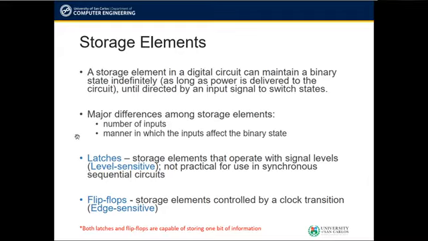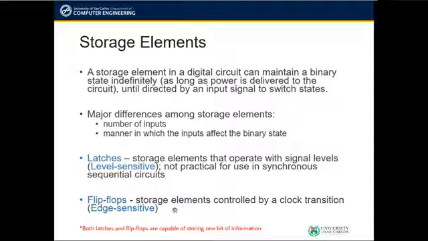It was also mentioned earlier in the discussion that flip-flops and latches are two types of storage or memory elements, but between the two, flip-flops are more commonly used in sequential circuits. Latches are storage elements that operate with signal levels. This means that they are level sensitive. They are not practical for use in synchronous sequential circuits. Take note of the term level sensitive, as we will explain it further in a while.